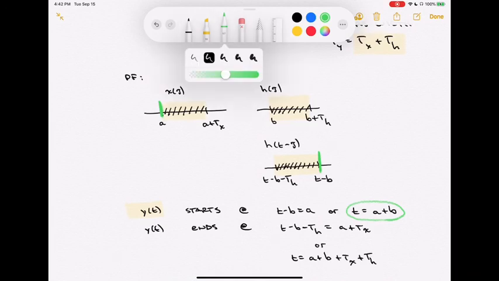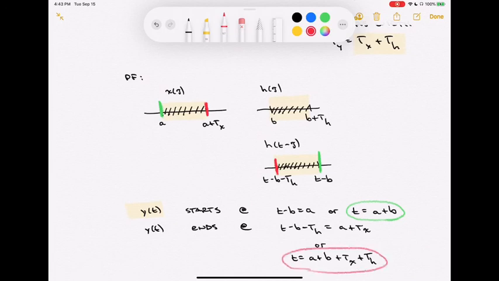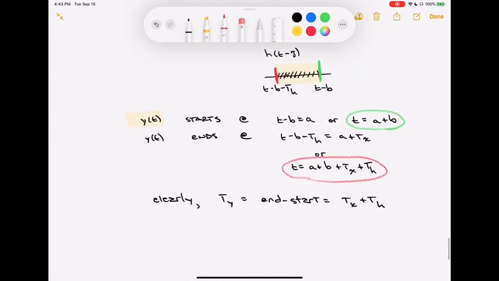In the same sort of way, we know that y is going to end when the trailing edge of h finally exits and completes going through x. That's when t minus b minus th is equal to a plus tx. If you solve that, you get t equaling a plus b plus tx plus th. So the overall width of y, ty, is just the end minus the start, and if you do those two calculations together, you get tx plus th, which was the width property.